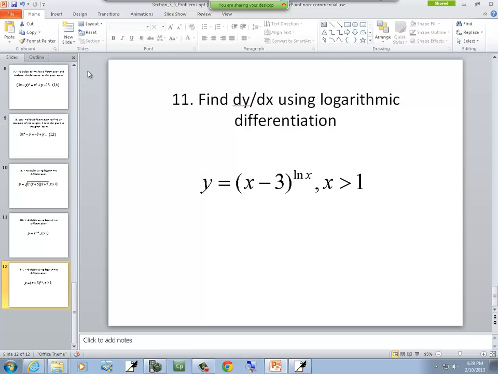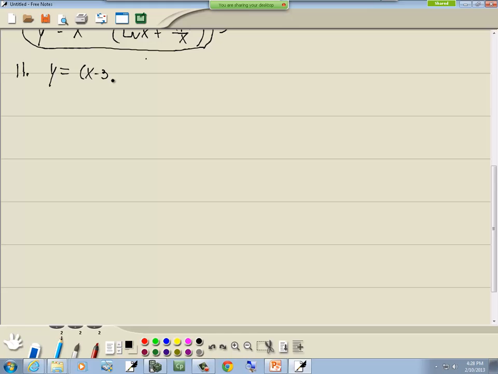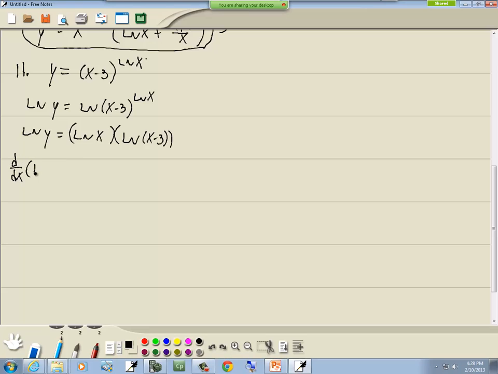Okay, so we've got y is equal to x minus 3 to the natural log of x power. Well, we'll take the natural log of both sides again. And of course, the reason we do that is, from college algebra, if we have a power, you can put it out in front of your log. So I'll put the natural log of x out in front. And now we take the derivative of everything. So take the derivative with respect to x of natural log of y, equals the derivative with respect to x of natural log of x times natural log of x minus 3.